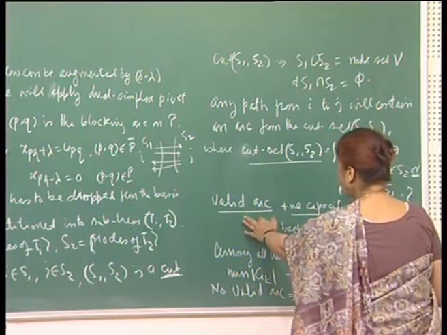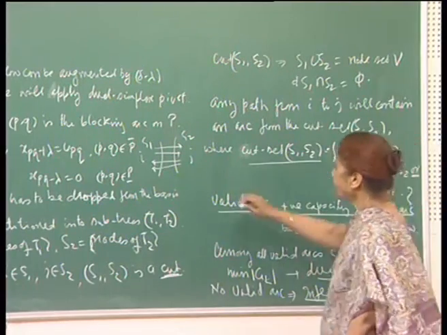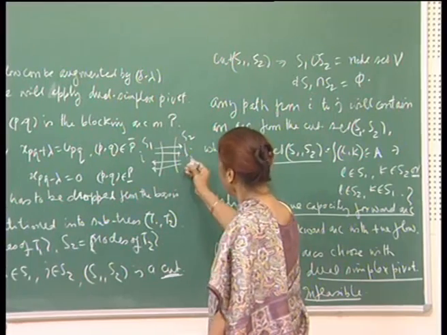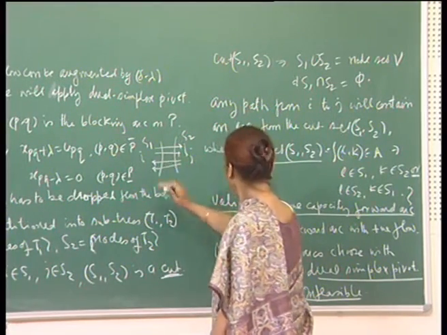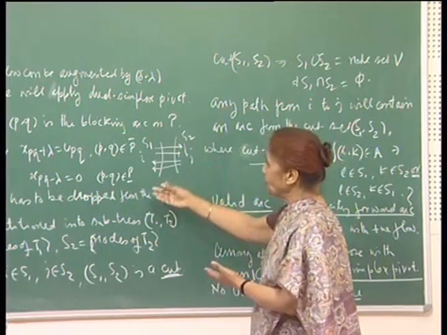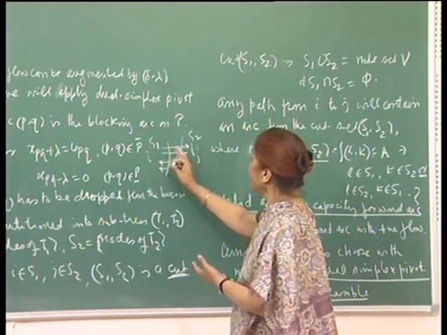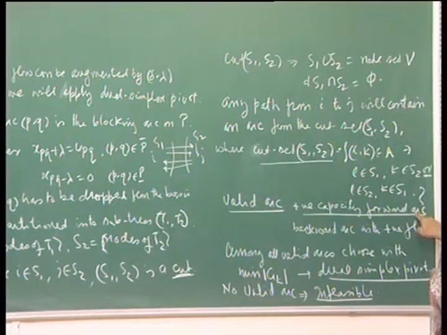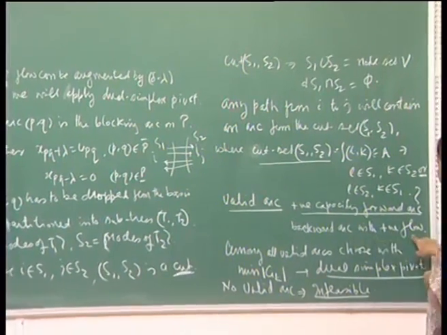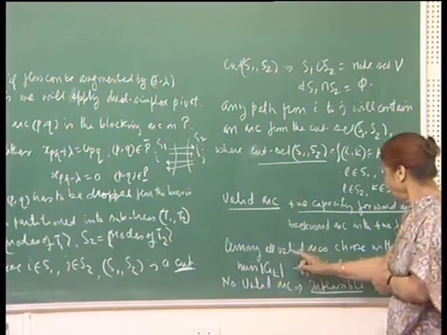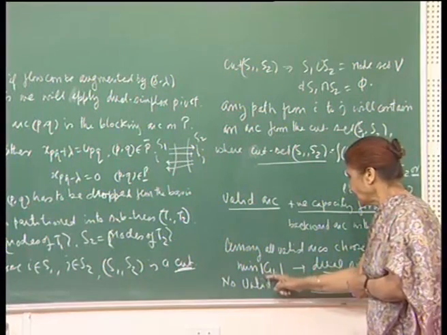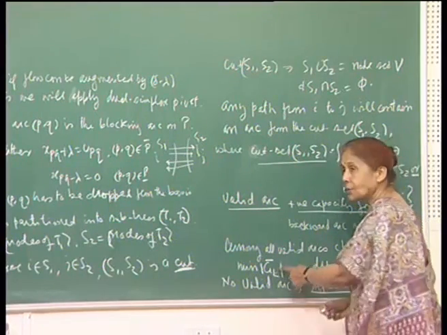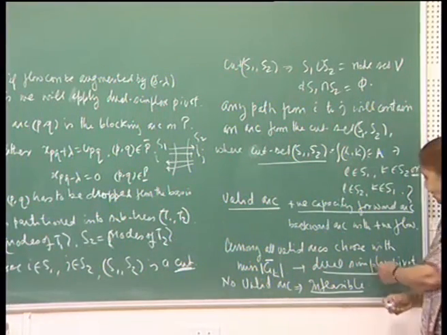Now anyway, the idea is to look for a valid arc. A valid arc from among these should have positive capacity left on it, and a backward arc must have positive flow. Apart from P q, which became a blocking arc, I need arcs from here to here which have positive capacity, or from here to here. So, it is a positive capacity forward arc, or a backward arc with positive flow on it. Among all valid arcs, choose that one which has minimum of c bar l k, that means a relative cost, and this is your dual simplex pivot.